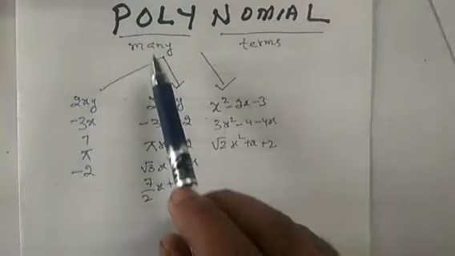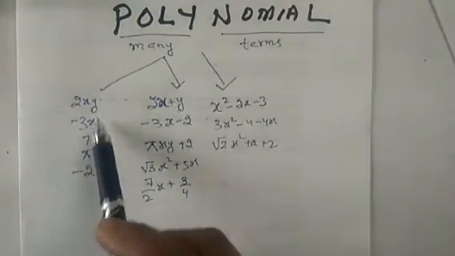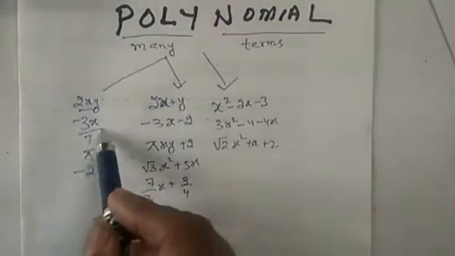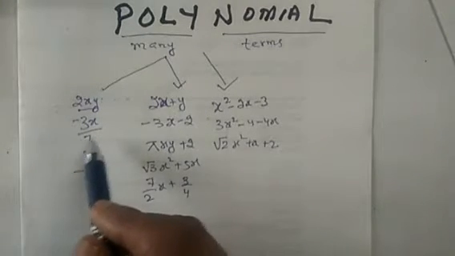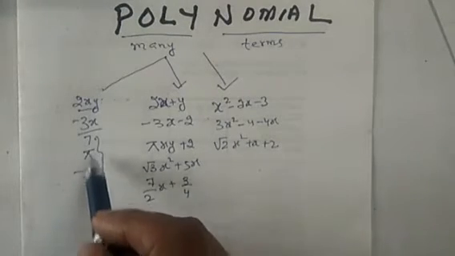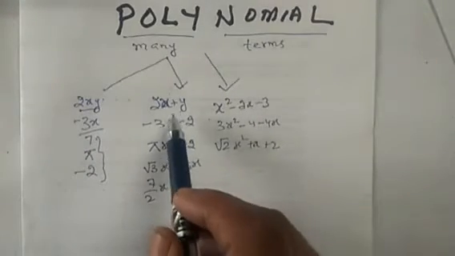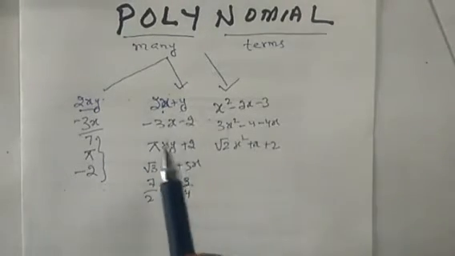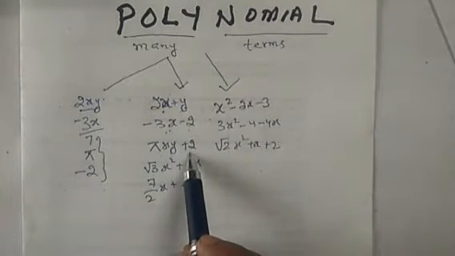Now you'll say, sir, you told that a polynomial has many terms, but here you'll find 2xy is what? One term. Minus 3x also one term. Now just see here 7, pi, 2, these are also one term, but I'll explain a little bit later on. Now here you'll find it is having two terms, 2x one term, y is another term, minus 3x one term, minus 2 one term. Pi xy one term, plus 2 second term.